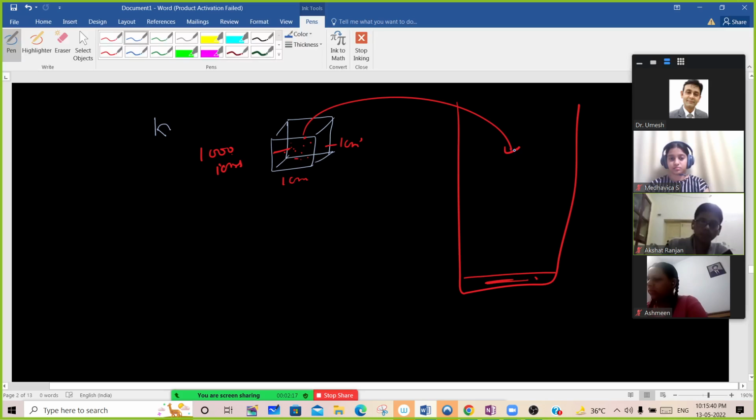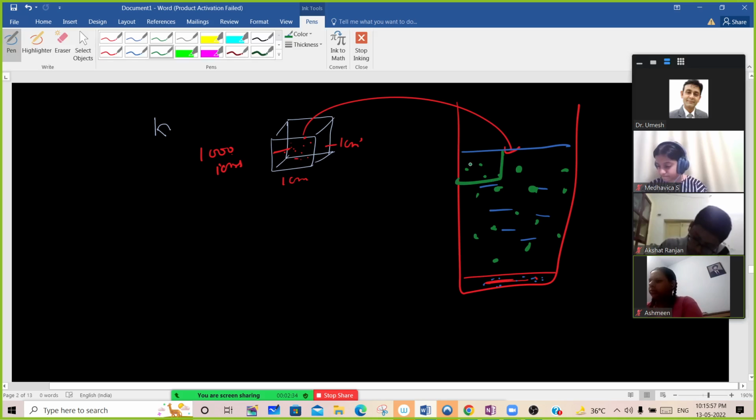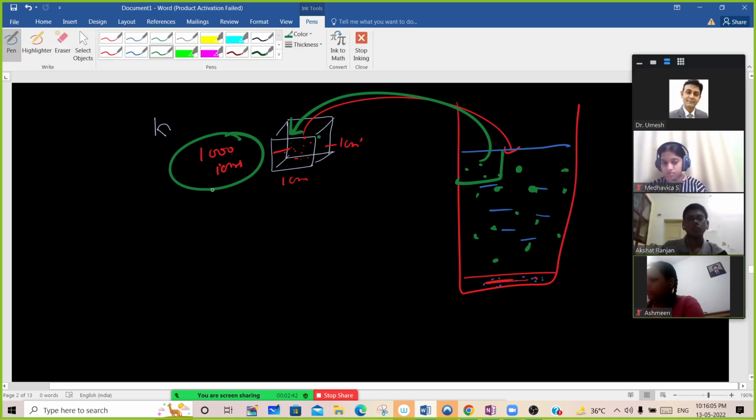एंड इसके बाद वाटर ऐड कर दिया. These ions जो कि 1 cubic centimeter में थे, now they will all scattered in this more volume. Yes or no? Now what you do is you take out 1 ml from here and pass it back to the electrolytic cell. क्या अब आपके पास 1000 ions आएंगे? इसमें से 1 cubic centimeter सोल्यूशन निकालो, इसमें पुट कर दो. क्या अब यहाँ पर 1000 आइंस हैं या नहीं है? Less or more?